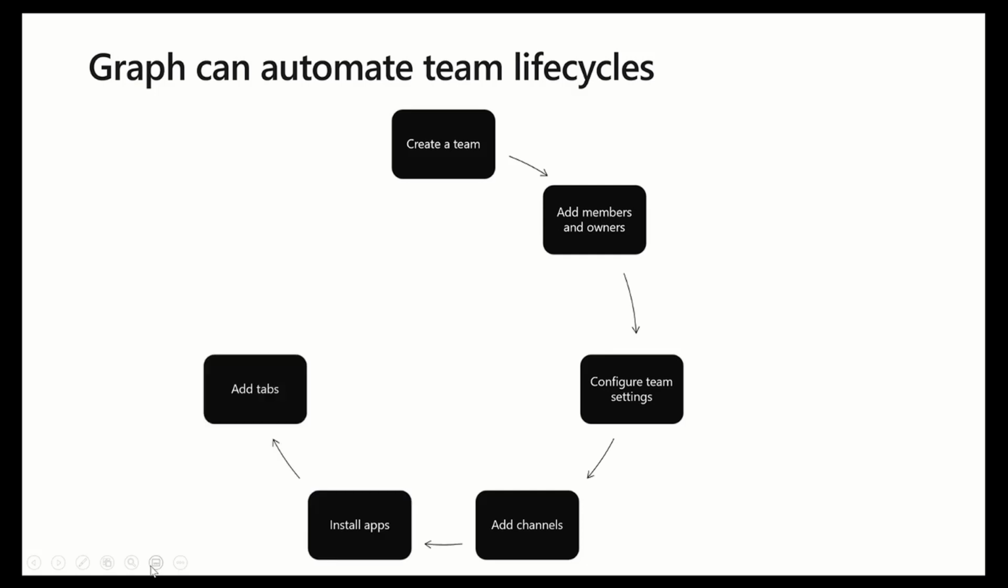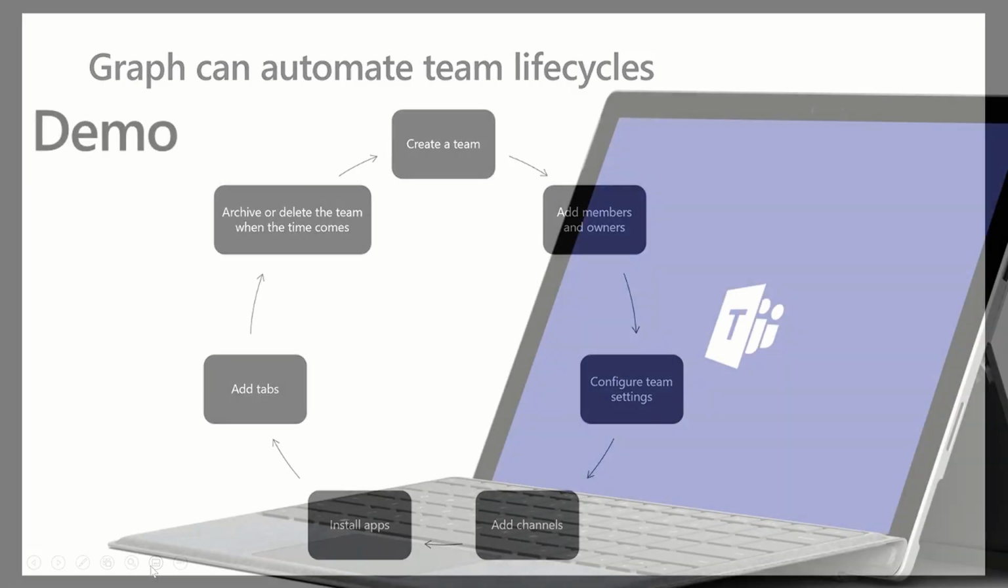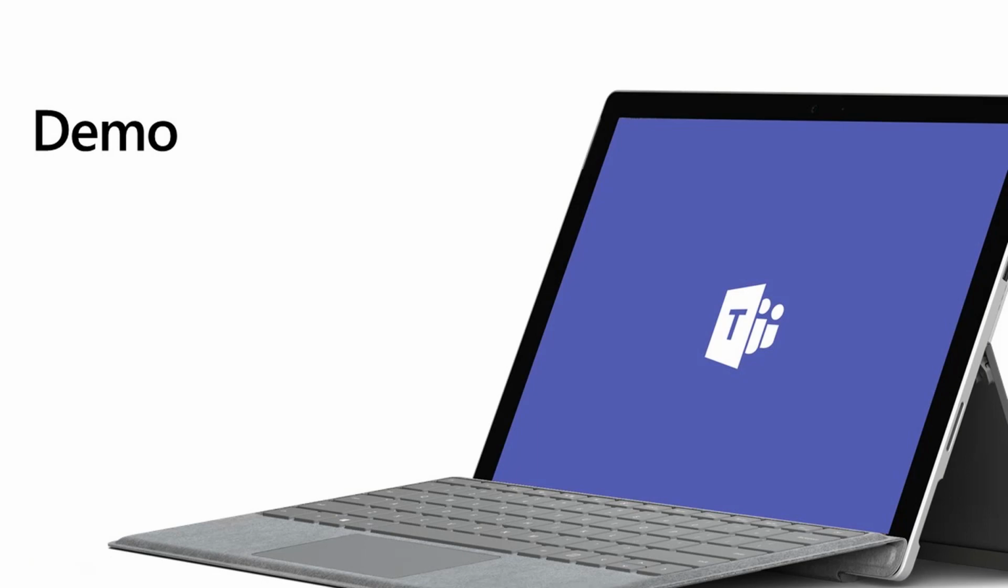And then my team can execute, send messages to each other, collaborate, and be productive. And when the time comes, when that team has run its life cycle, we can archive the team, save it for later if we have to refer back to it, or we can even delete the team, all automatically. Let's show an example of this.